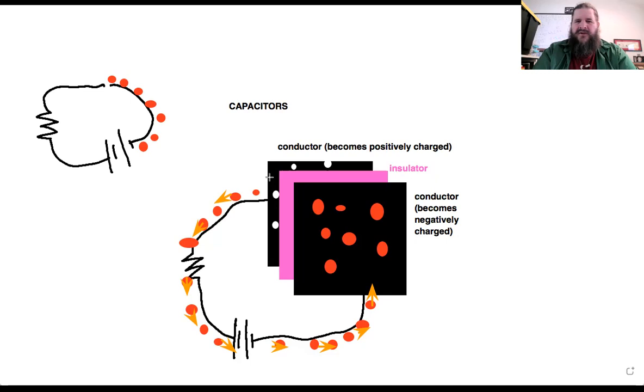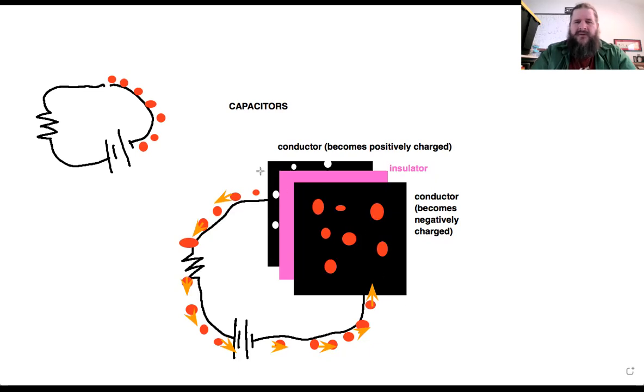And likewise, as the other conductor becomes more positively charged, it's going to try attracting the electrons that are attempting to leave. So that means it becomes more and more difficult for electrons to leave this plate and more difficult for electrons to enter this plate. So what would you expect to happen to the flow over time? Yeah, it's going to get slower and slower.